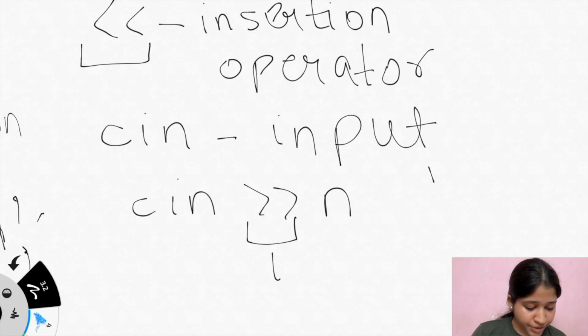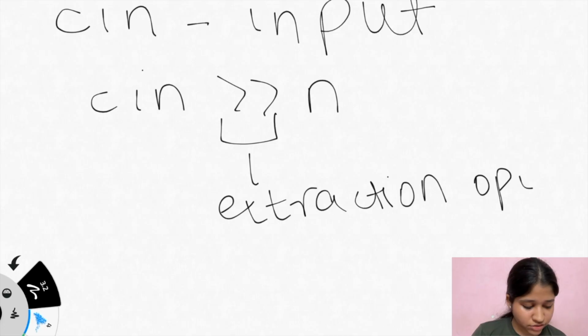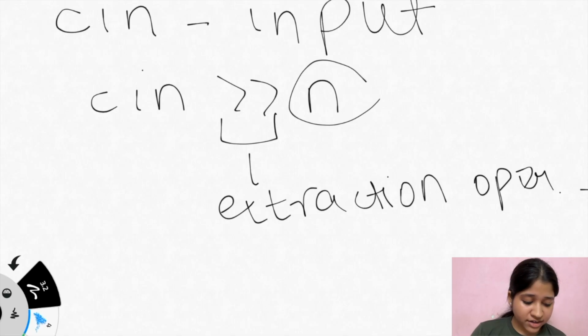So this operator is extraction operator. So extraction operator is extracting something from the keyboard. So we are extracting the value of n from the keyboard.